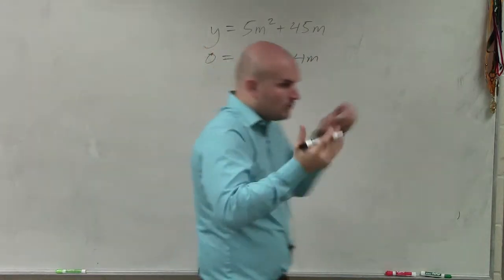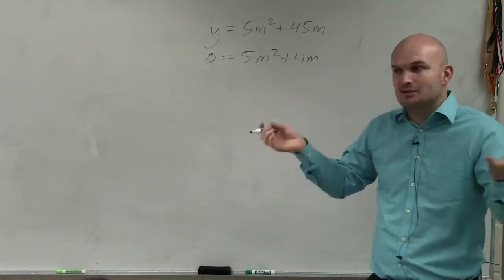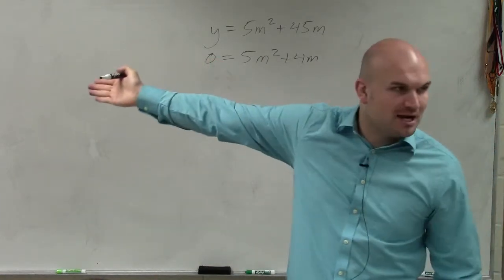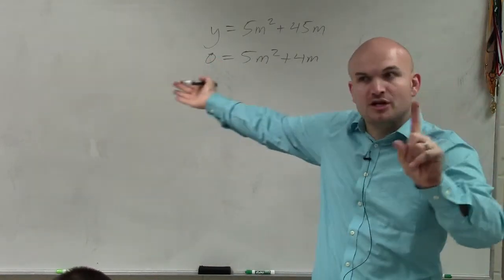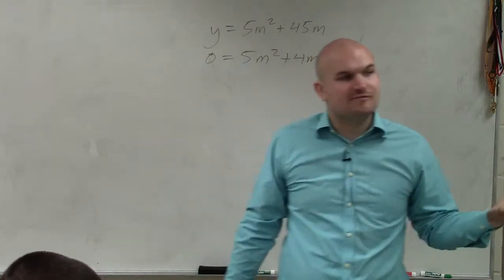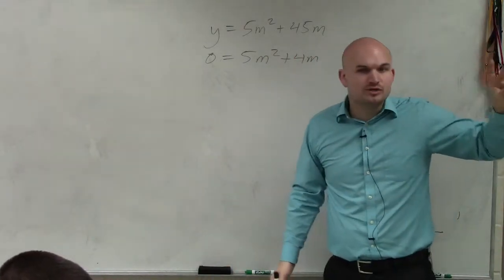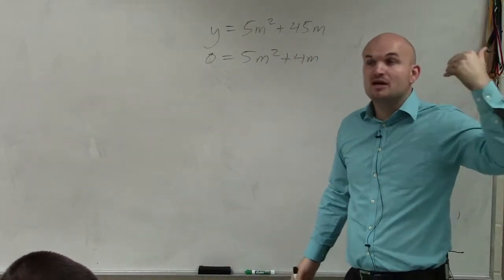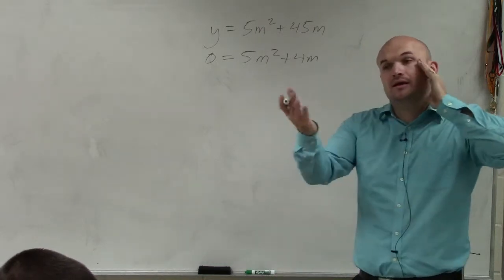Because remember, we talked about when we're trying to find the solutions, we have to use the zero product property, unless there's only one term. If there's one term, we can use inverse operations. But when we have more than two terms that are not like terms, you have to use the zero product property.